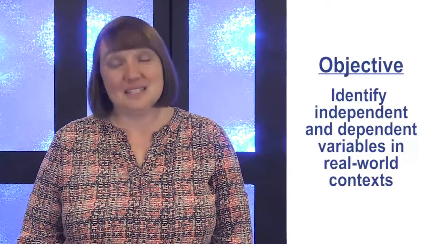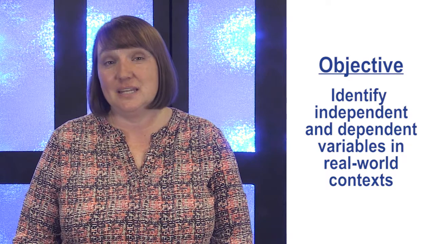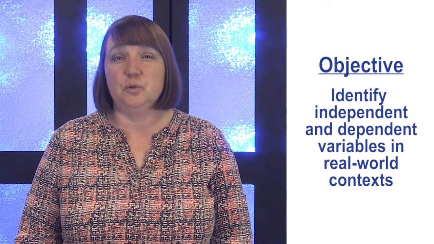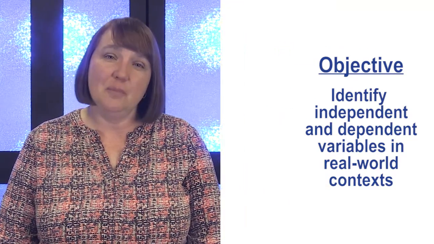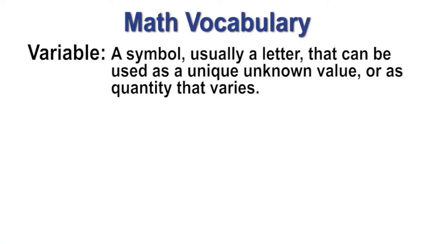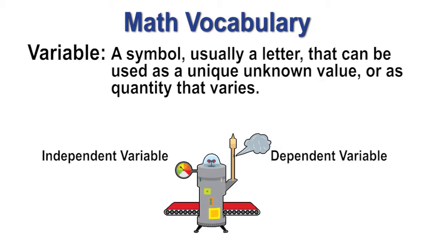The objective of this lesson is to identify independent and dependent variables in real-world contexts. In mathematics, a variable is a symbol that represents a number that is unknown. In real-world application, a variable can be anything that is not fixed or something that changes. There can be two types of variables in equations that show a relationship.